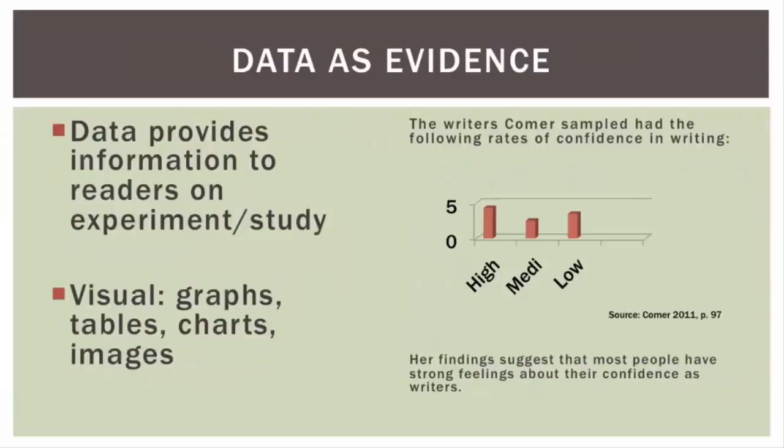Let's first think about data as evidence, and data provides information to readers on an experiment or a study. It's very visual, often in nature. So here's an example. The writers Comer sampled had the following rates of confidence in writing. And then I have given you an example of framing it below here, right? It's framed below and above with this evidence sandwich, I guess.